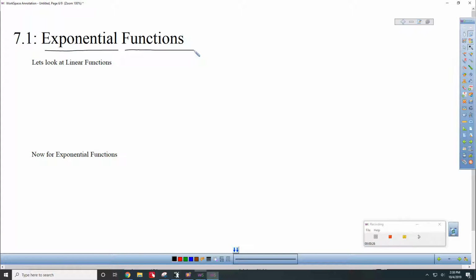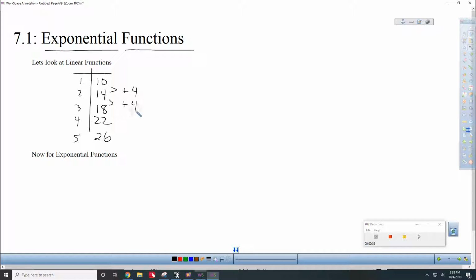Let's start by taking a look at linear functions. What happens in linear functions? Well, let's say we go 10, 14, 18, 22, 26. Is this a linear growth? Yes, it is, because we are adding 4 every time. And we call that 4 our slope. Every time we go over 1, we add 4.